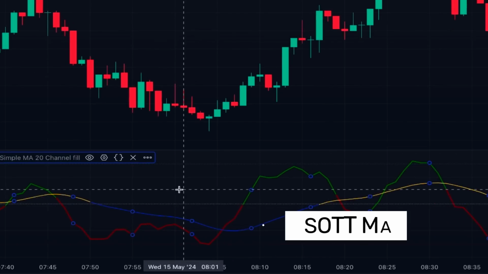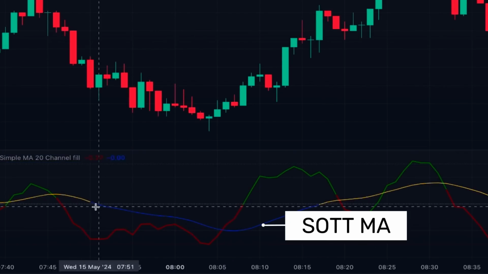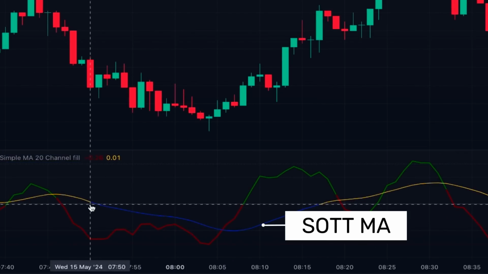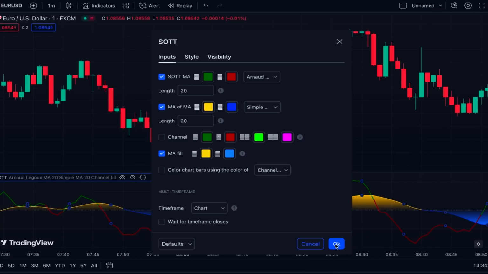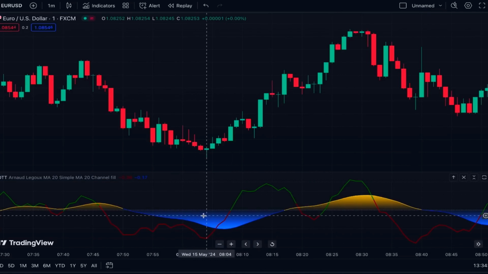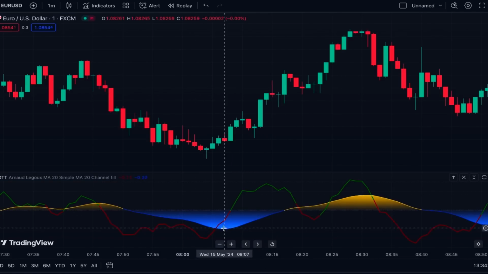And this line that changes color between blue and orange is a 20 period moving average of the SOTT line. By default, the SOTT moving average length is set at 20, and the length of the moving average of the SOTT is also set at 20. When we turn on MA fill, as you can see, the area between moving average and center line is colored based on the color of the moving average line.